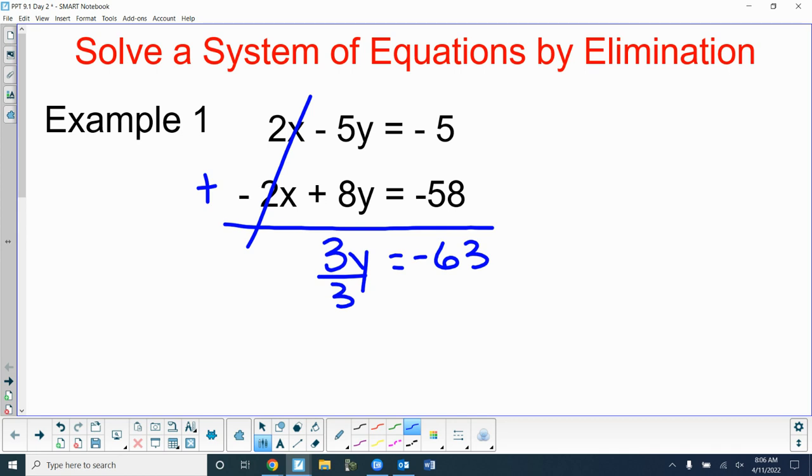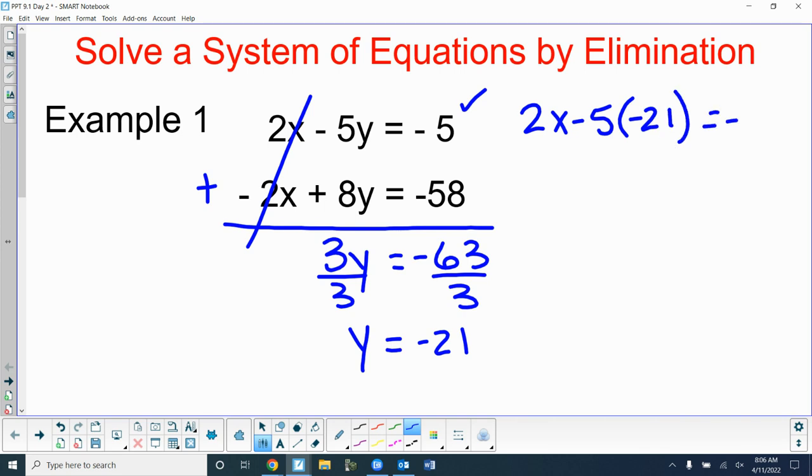And then I divide by 3 to get y by itself. And that's negative 21, right? Am I finished? No, I got to figure out the x. What do I do to figure out the x? Plug y into either one. It doesn't matter. I'll just do the top one. I'll plug in up here. So I got 2x minus 5 times negative 21 for y equals negative 5, which is 2x plus 105 when I multiply negative 5 and negative 21. And then I'll solve for x.